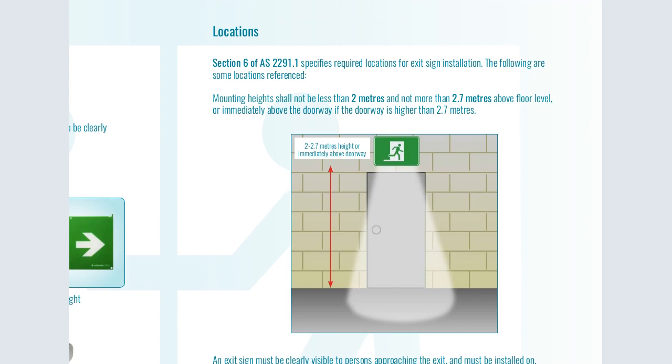So locations, specifications required locations for exit sign installation. So the following are some locations referenced. So we have one is mounting height shall not be less than 2 meters. So we normally measure 2 meters from the floor, not less than 2 meters from the floor, and not more than 2.7 meters above the floor. For immediately above the doorway, if the doorway is higher than 2.7 meters.